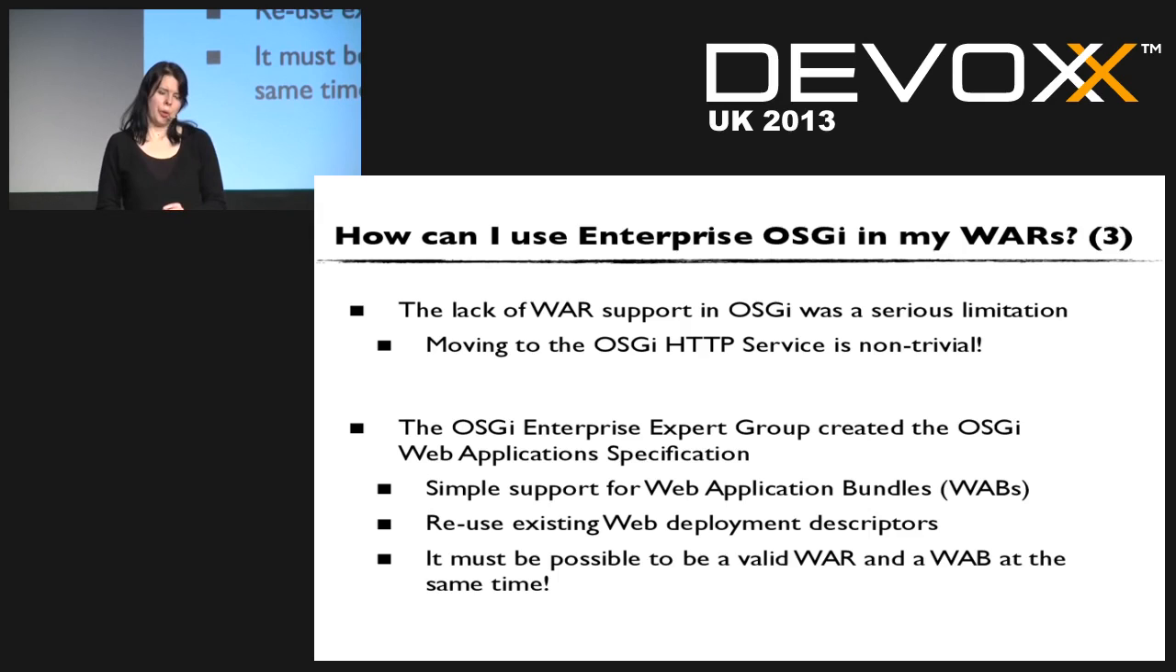So the OSGi equivalent of a war is called a WAB, which is a web application bundle. And just like you can be a jar and a bundle at the same time, you can be a valid war and a valid WAB at the same time. And so that's cool, because it doesn't mean when you move to OSGi you're burning your bridges. You've added a bridge, but you can always run back across it if it's too scary.